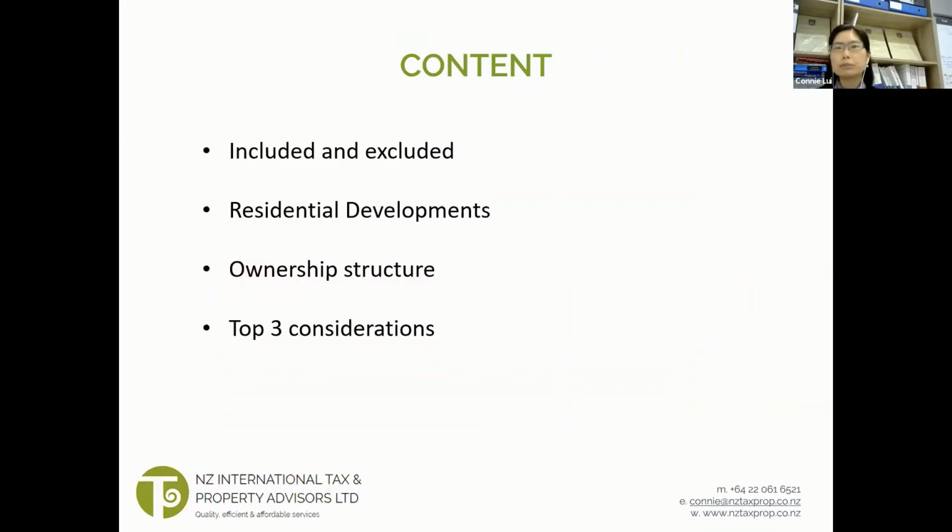I'll start with the interest limitation rules, inclusions and exclusions, details of the residential development exemption, common ownership structure for property development, and lastly, I'll cover off the top 3 considerations for property developers. Note the presentation was prepared while the new interest limitation rules are still in the making, so details have yet to be finalized and can be subject to changes.